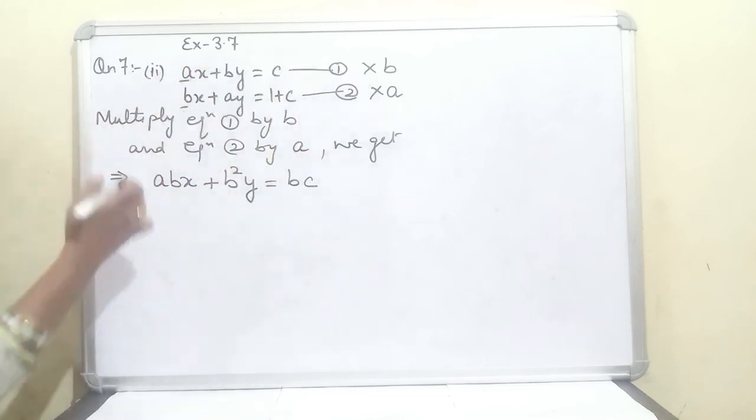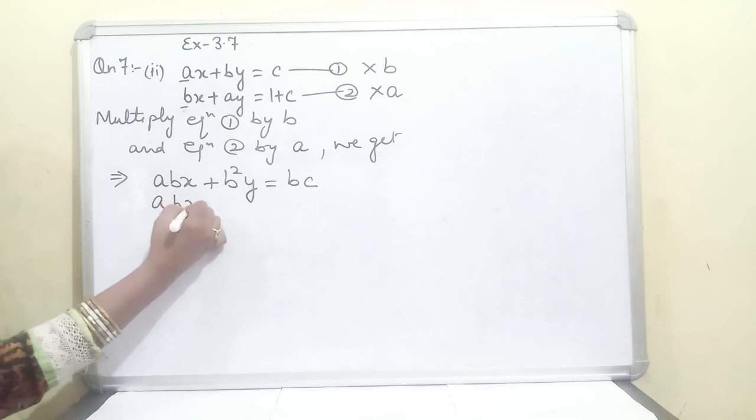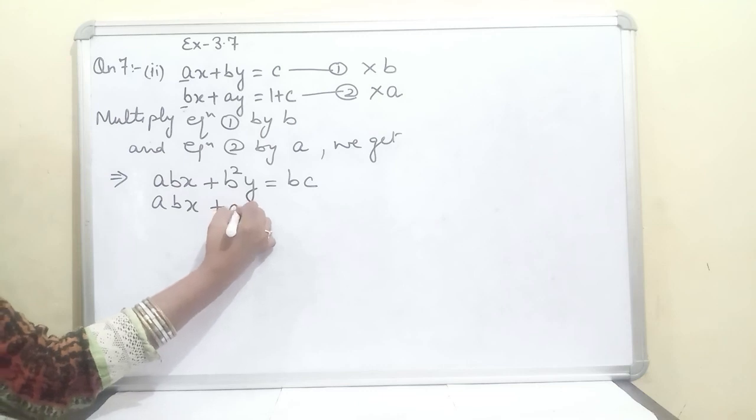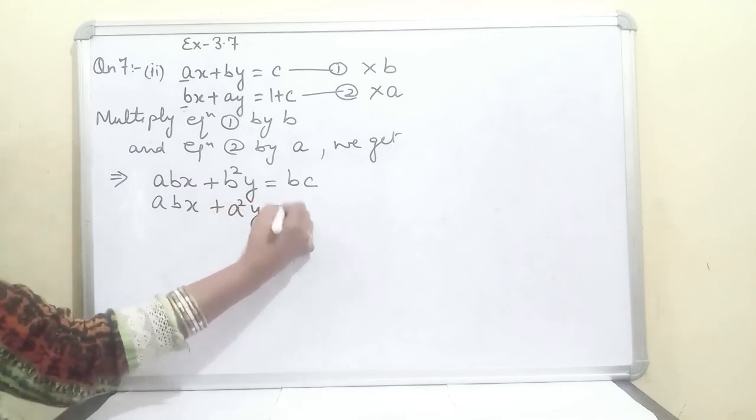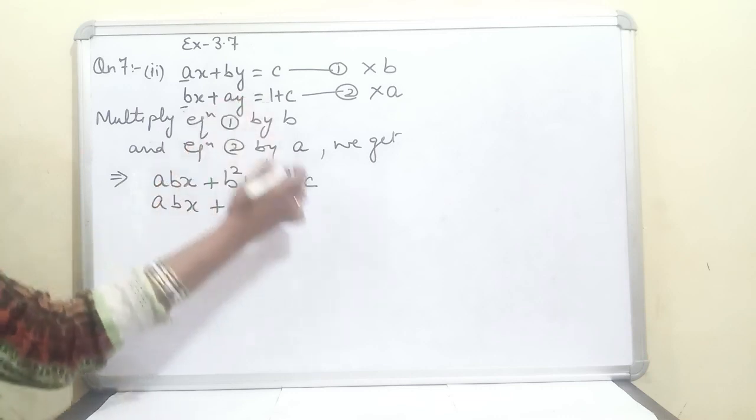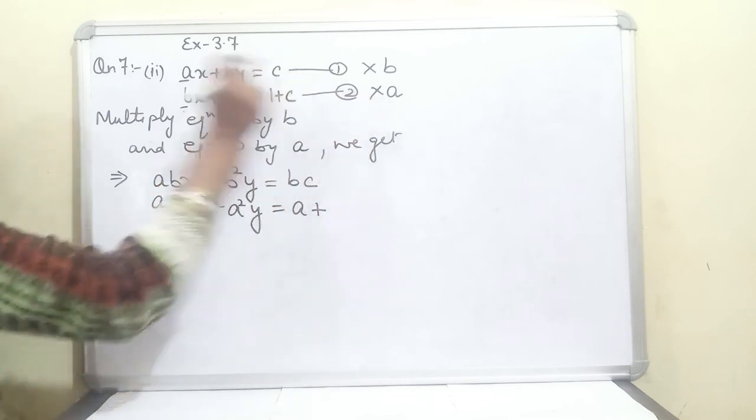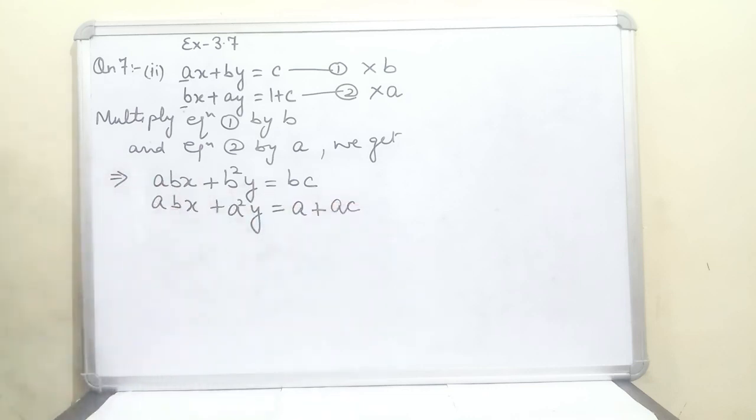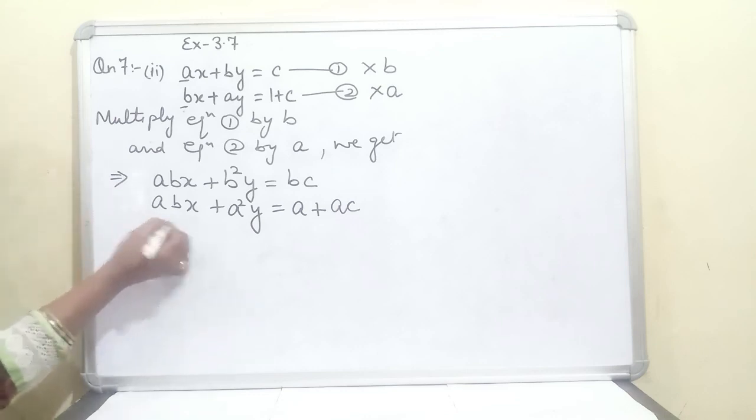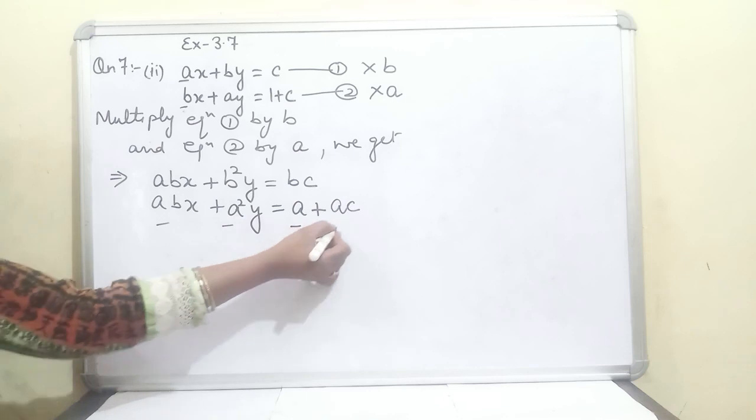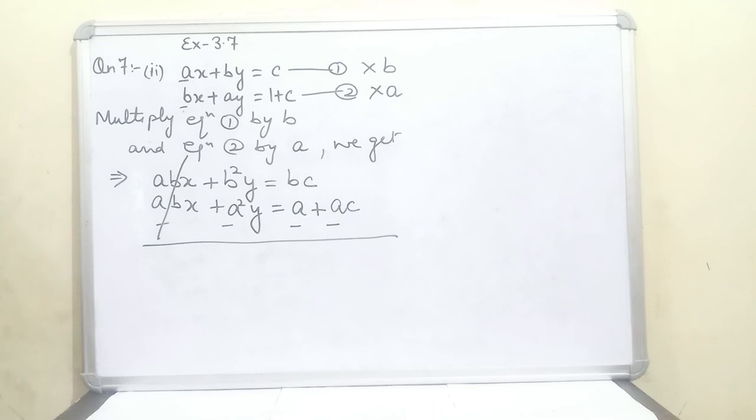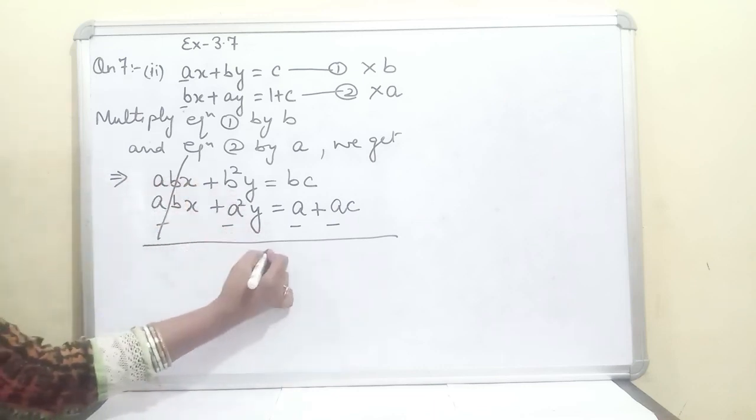After multiplying it with a, we get bax, yes, abx, or ba or ab is the same thing. a into a square y, a square y equals a into 1, a plus c, plus a into c, ac. Now the coefficients of x are the same here, so we just have to subtract these two equations, minus, minus, minus and minus. This will cancel out, and take y common here.